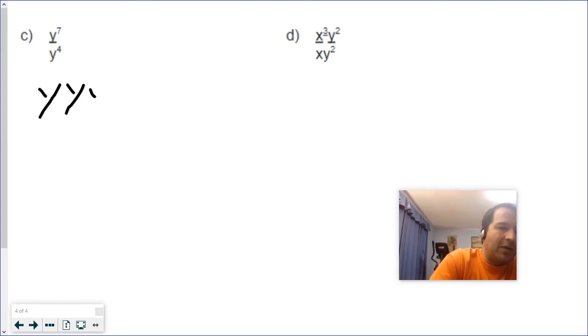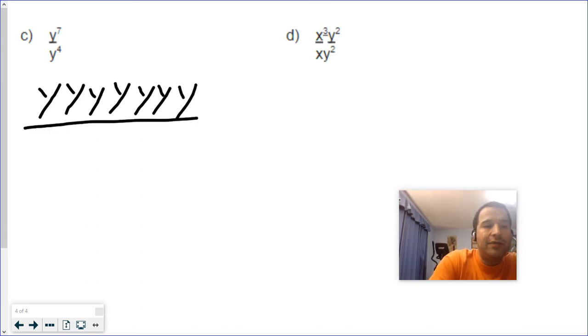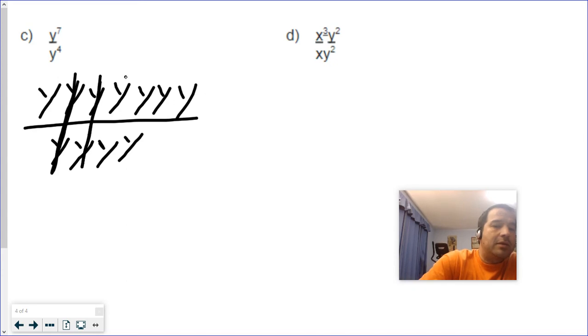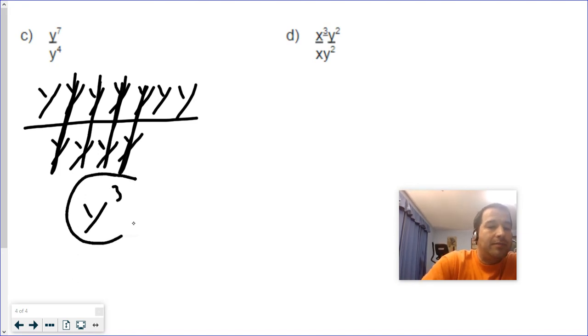7 Ys, holy cow. 3, 4, 5, 6, 7. Now, the benefit of the letters, the variables, is that I don't have to write a dot in between. The numbers, I do have to write a dot in between because otherwise they're going to look like one big number. Now, here, giant 1. We could go ahead and draw them, but look, I'm just going to cross it out like this. What's left? Y to the third.